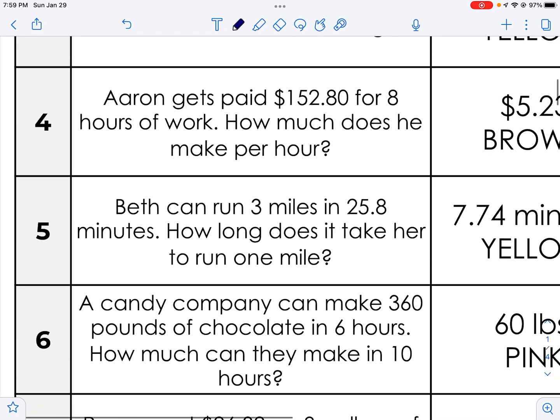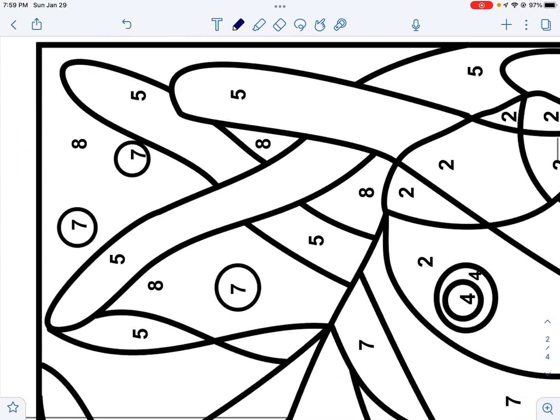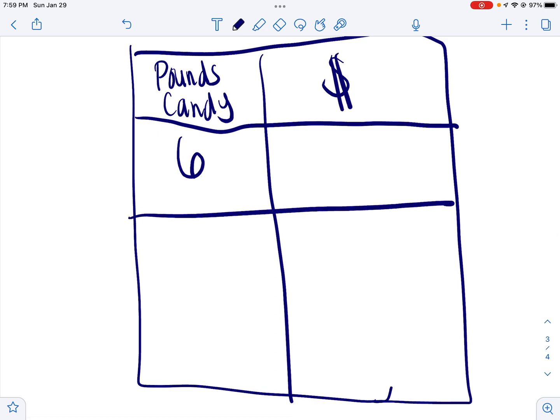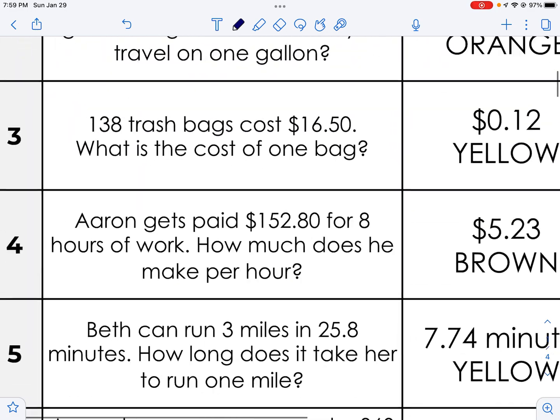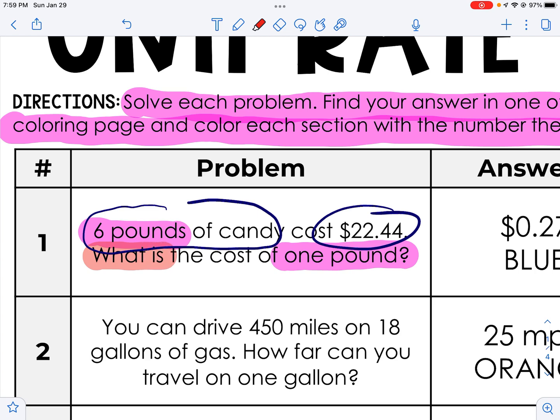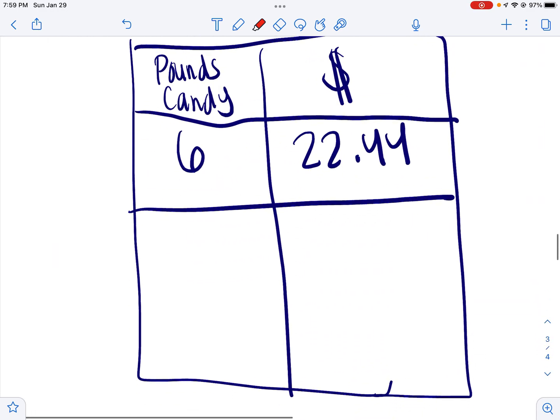Okay, if I go back and read it, I have 6 pounds of candy. So I'm going to put that on the pound side. And that costs $22.44. Okay, to know which side I need to make into a 1, I need to go back to the question and see what it's asking, right? And the question, which we already talked about this part, says, what is the cost of 1 pound? That means I want my pounds to be down to 1. So I'm going to go to the pound side, and I'm going to divide it to make it into 1, right?